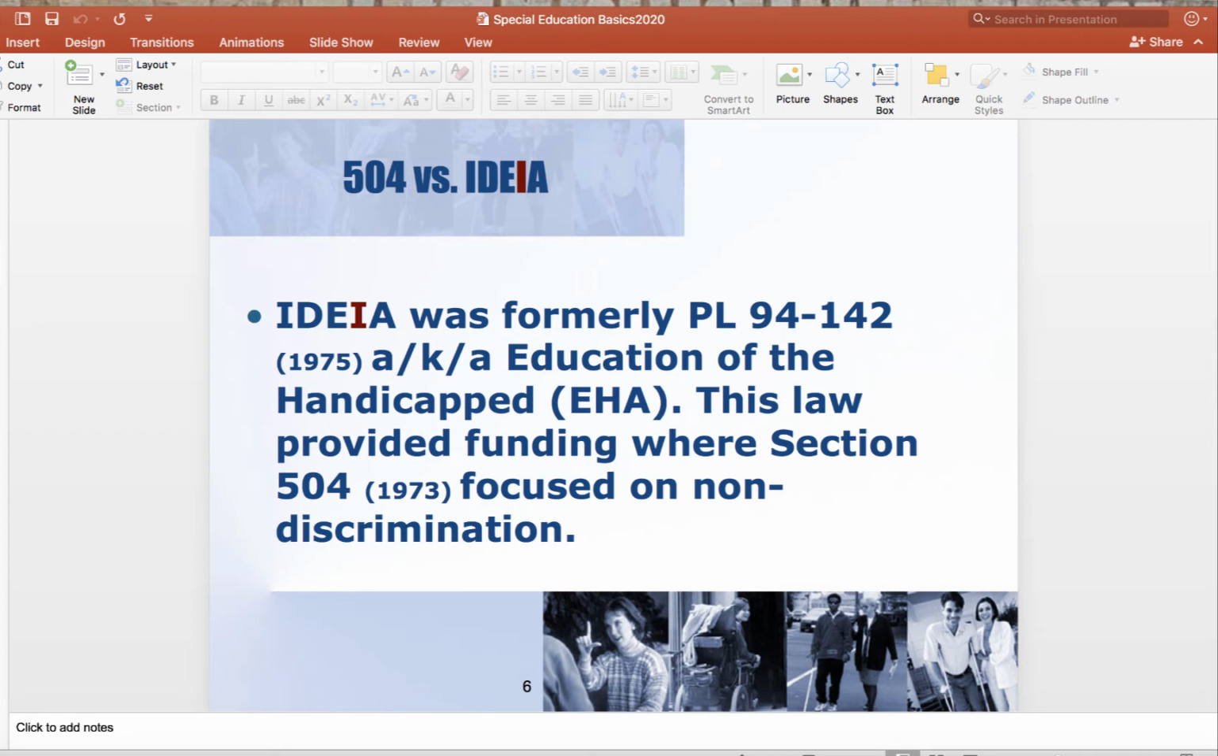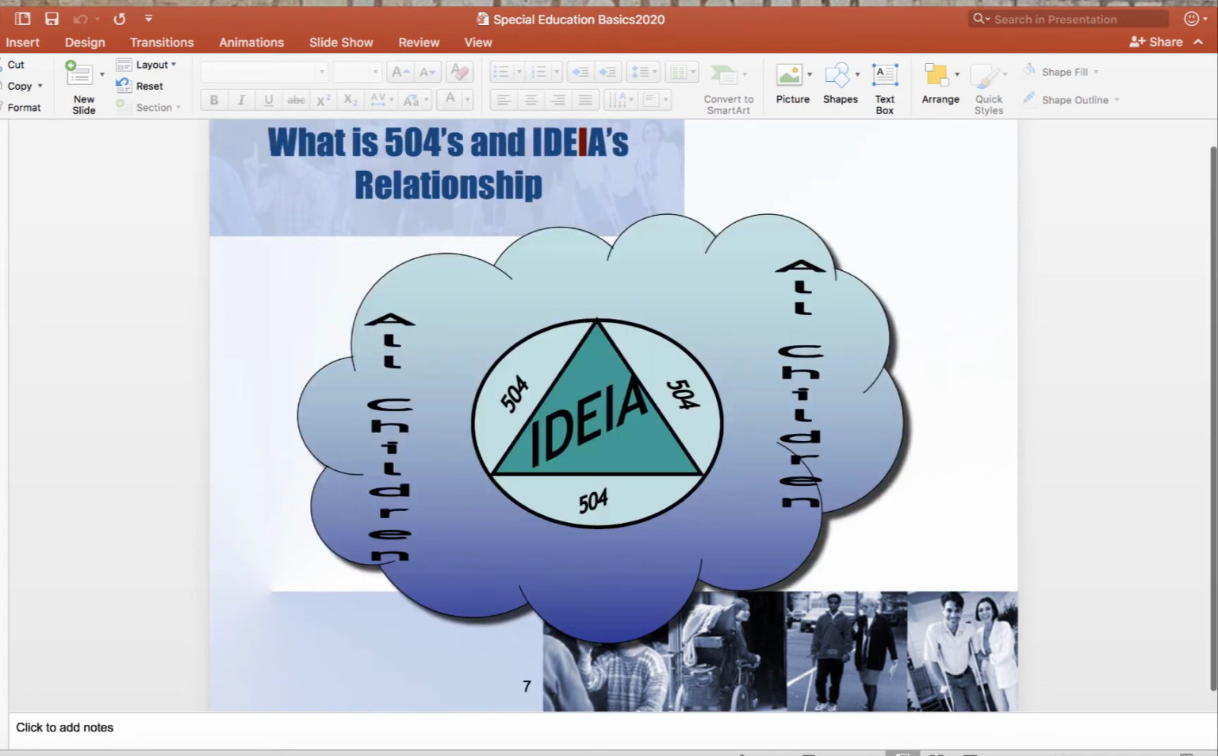So IDEA was originally the Education of the Handicapped Act passed in 1975, and this law provides funding in specific disability categories, but it still fits under the anti-discrimination law of Section 504. So that's really important, how it all fits.